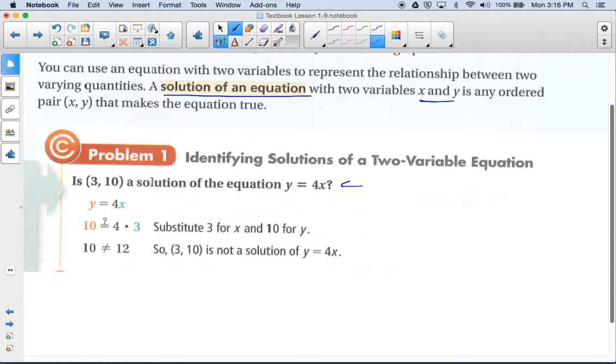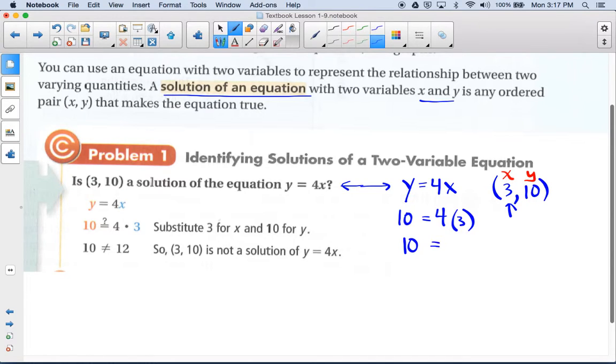So for this example, we have y equals 4x, and we're testing the point 3, 10. And notice that 3 is an x value and 10 is a y value. So we're going to rewrite this equation, y equals 4x, from left to right, and we're going to replace the variables with the numbers that equal them. So y is 10 equals 4 times x, which I see here is 3. So I've just rewritten the equation, and in place of the variables, I've put the numbers.